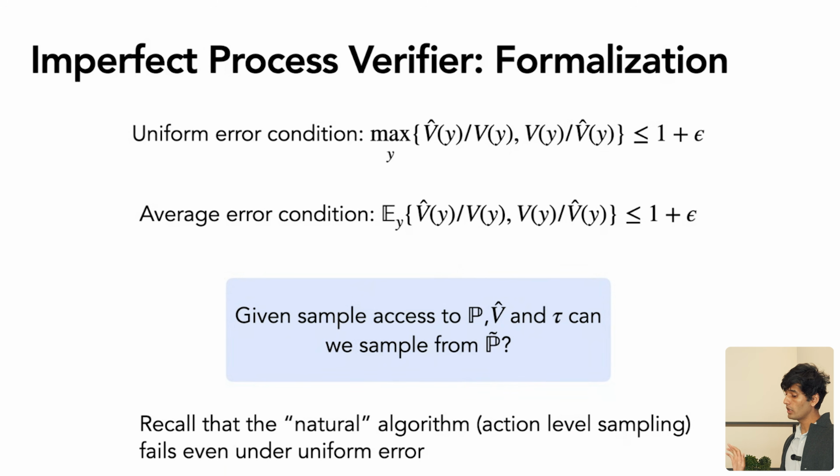And recall that the natural algorithm, which is just forward sampling or action-level rejection sampling, fails even under the strong uniform condition. Even if I tell you for every sentence that the reward model is only off by an epsilon factor, you would get error that grows with the horizon length T. So there is a fundamental problem with the algorithm, and the question one can ask is whether we can solve this issue.